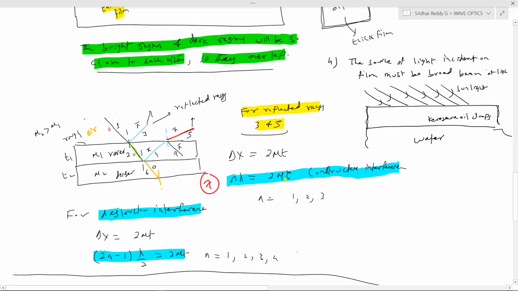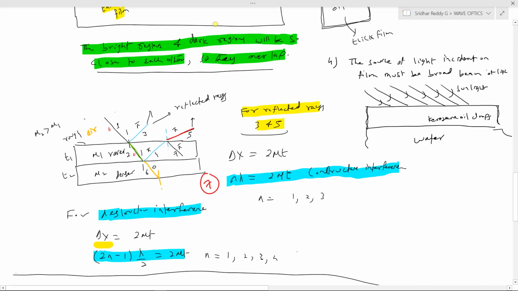What should be the thickness? Yes, n lambda by 2 mu. Or what should be the wavelength which will undergo constructive interference? 2 mu t by n. For destructive interference, what should we write? Delta x should be equal to (2n minus 1) lambda by 2.